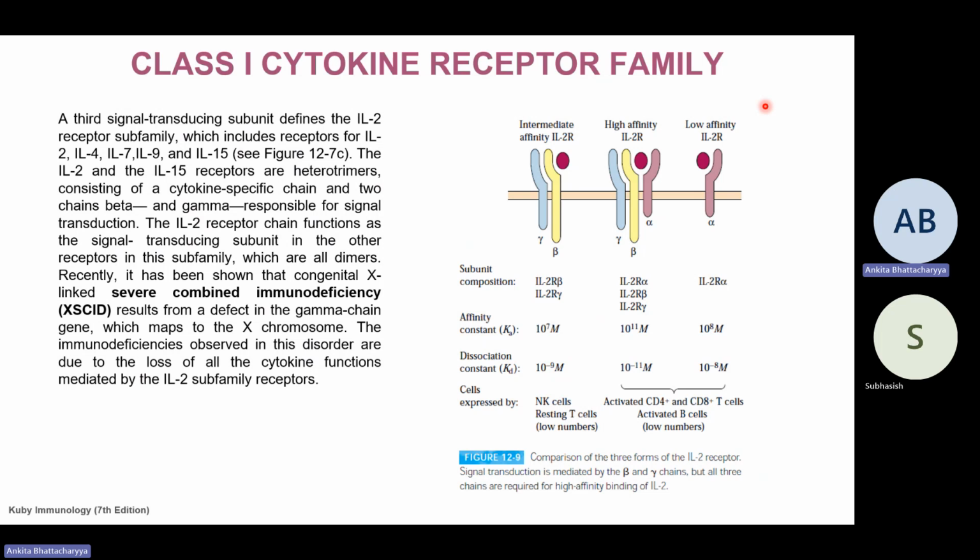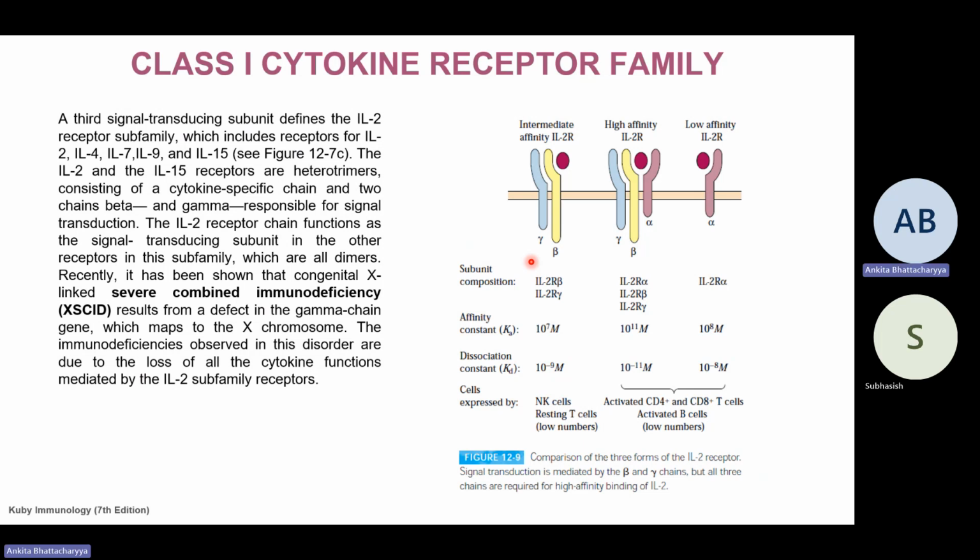And it is expressed by a number of cells. We'll come to that, majorly by CD4, CD8 T cells. Coming to the next subtype, which is the high affinity IL-2R that has all three entities and that has a very high affinity constant, but also has a significant dissociation constant as well. Third is the intermediate affinity one, where instead of alpha, you have beta gamma receptor that is able to bind to the ligand and that has intermediate affinity for the IL-2 ligand.